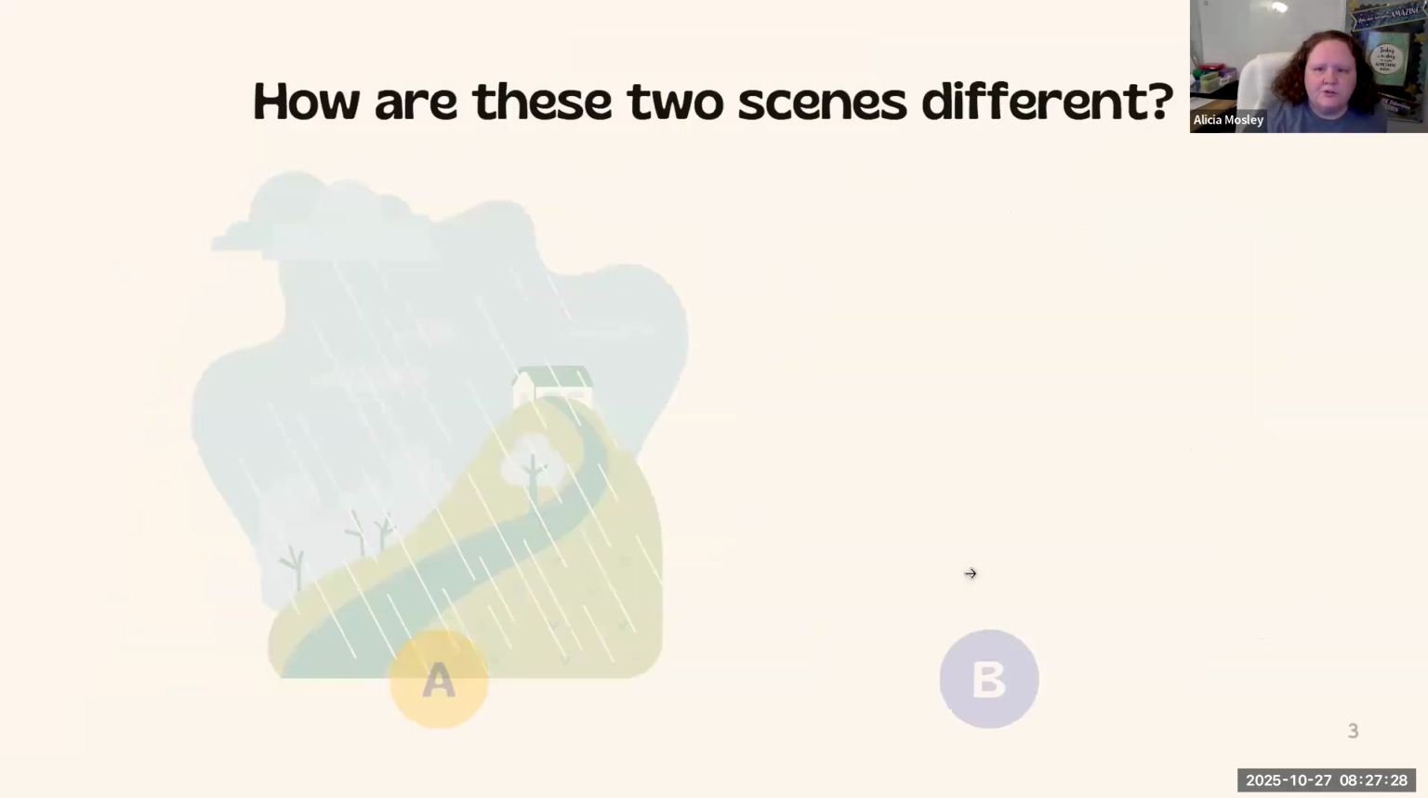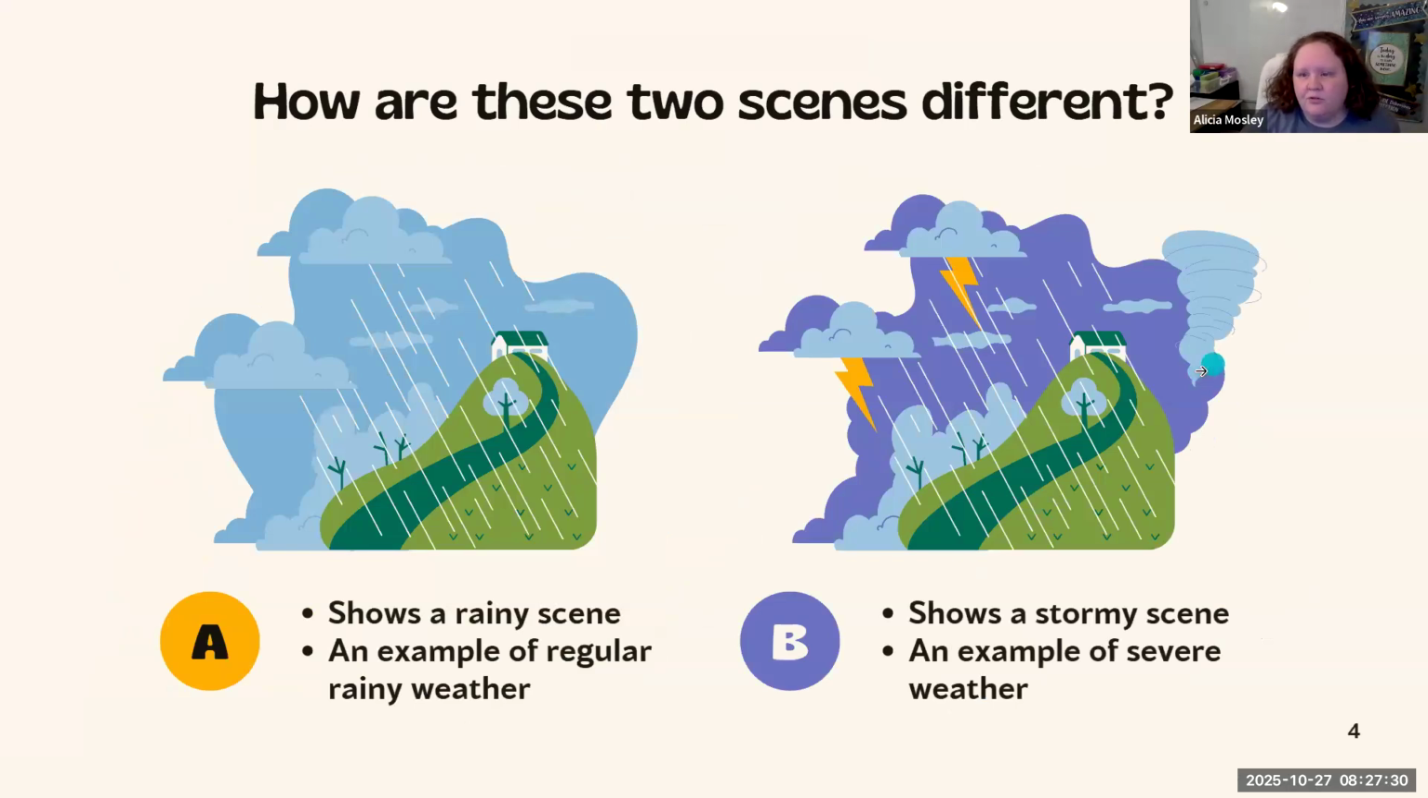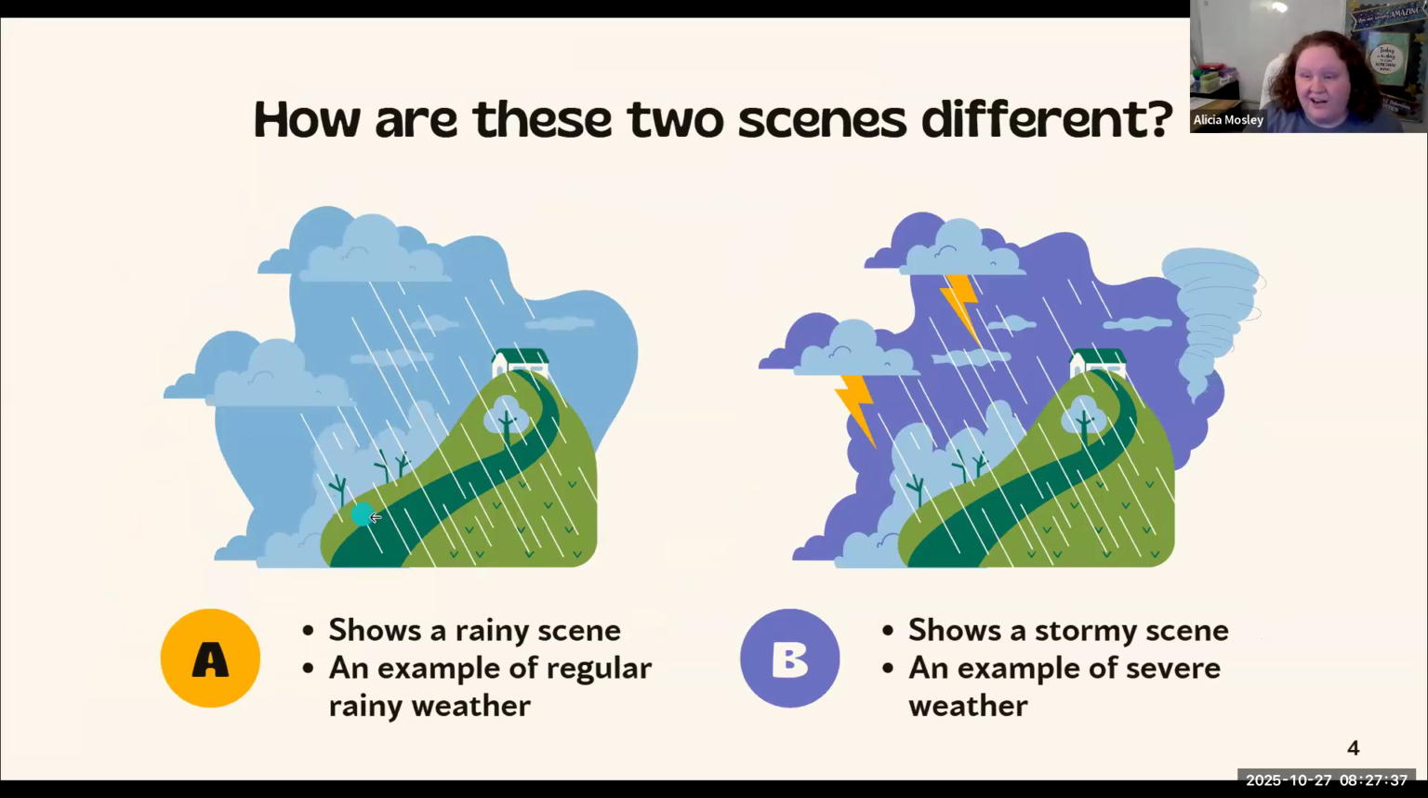So let's look at these two pictures and what makes these two scenes different. On picture A, we know that this is showing a rainy scene, right? So this could be what we consider regular rainy weather. And picture B shows a stormy scene. See the clouds with the lightning, and even the tornado off to the side, and a little bit of wind happening. So this shows an example of severe weather.